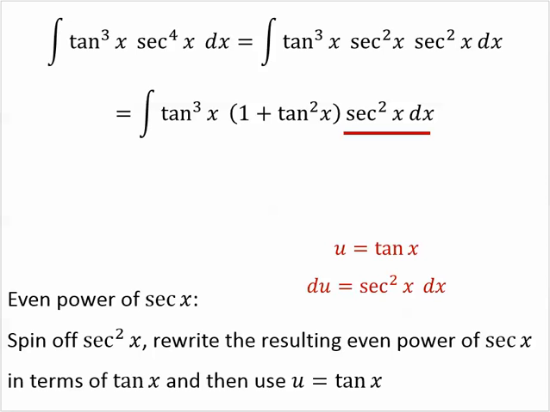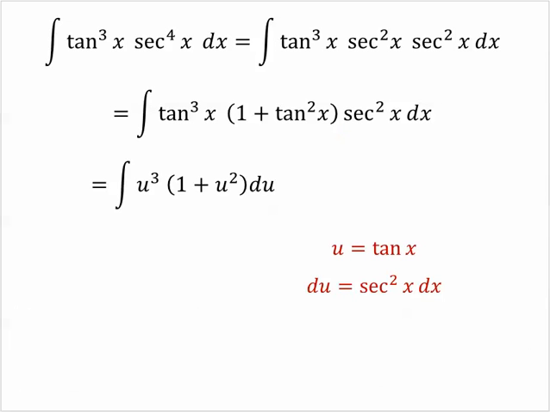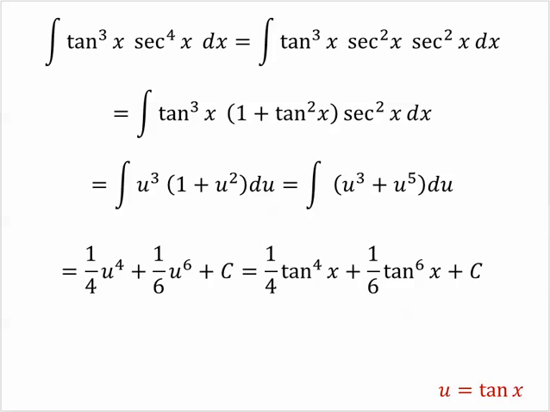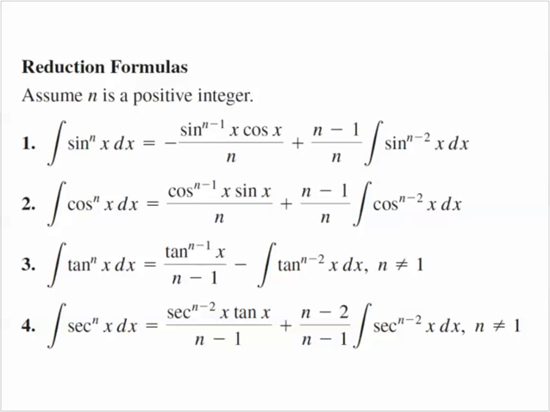Go ahead and do your substitution. Every time you have a tangent x, put in u. And then instead of secant squared x dx, put in du. Then distribute u to the third, integrate, and substitute back. That wasn't too hard. Now, I'd like to show you the reduction formulas that you can find in your textbook.